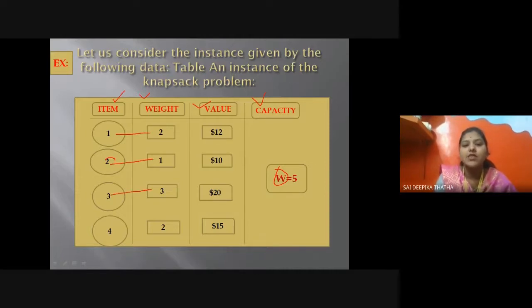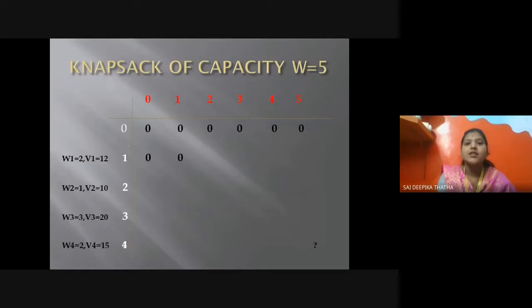For the third item, it is going to be 3. For the fourth item, it is going to be 2, and their values are given respectively. For the first item, it is going to be $12, and the second item, it is going to be $10. For the third item, it is going to be $20, and for the fourth item, it is going to be $15. This is the given problem which we are going to solve now. This is the knapsack capacity which is given by W equals 5.